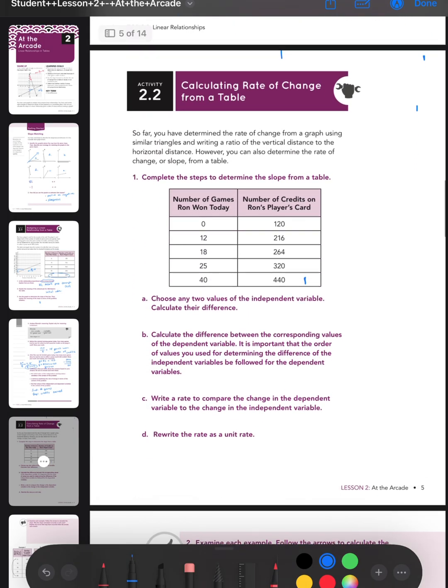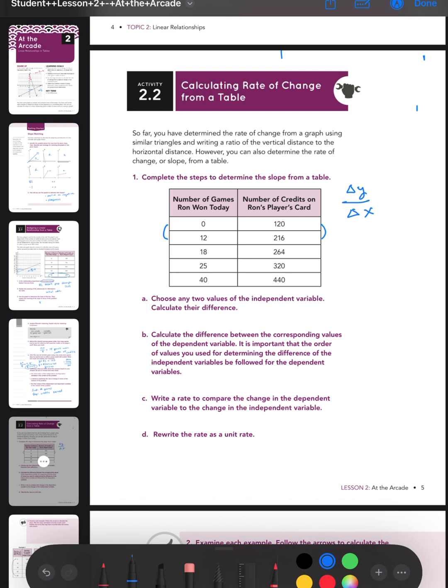All right, next we're going to look at calculating rate of change from a table. So far we've determined the rate of change from a graph. Now we're going to look at determining rate of change from a table. So we got the same information we're looking at, and we're going to look at how we can determine slope without having the graph. So like we've talked about before, slope is the change in y, delta y, change in y over change in x.